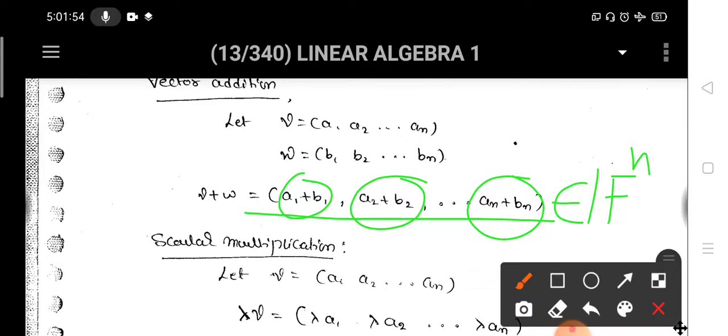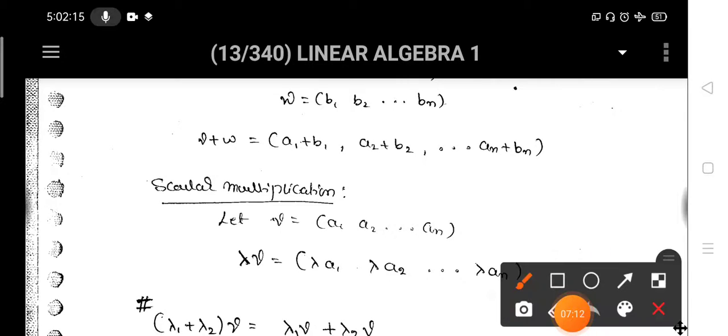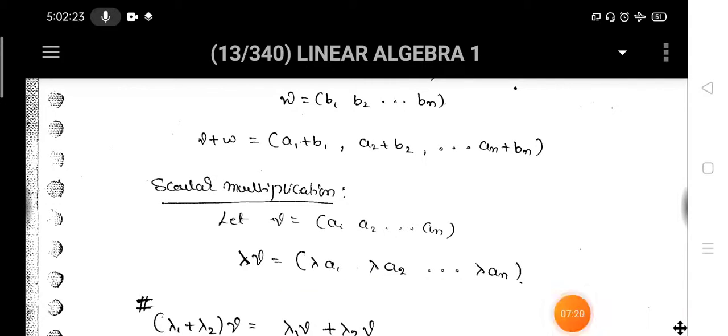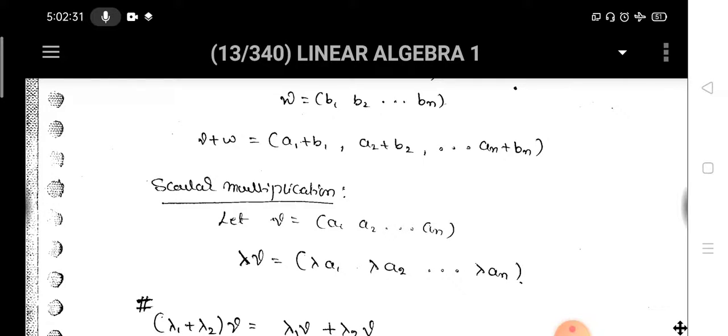Now coming to the second property, that is scalar multiplication. This is our internal composition. Internal composition is there. Then we have to see whether external composition is also there. For external composition, we have to take any vector and multiply it with any scalar, that is any element of the field. So we are multiplying any vector with any scalar. This will look like this, and this again is an element of the same set V. So external composition is also defined.